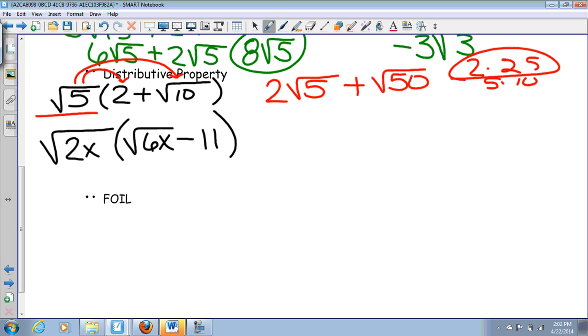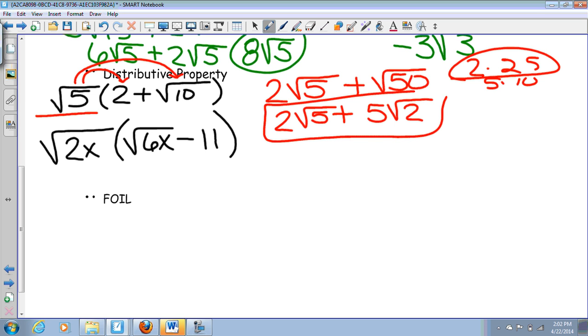Bingo, that should be glaring at you. So we get 2 times the square root of 5 plus the square root of 25 is 5, 5 times the square root of 2. Now, are those like terms? No, they are not. So this becomes my final answer.